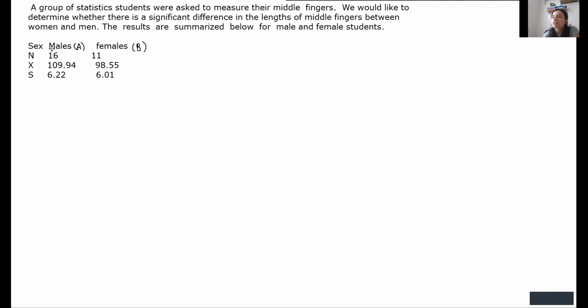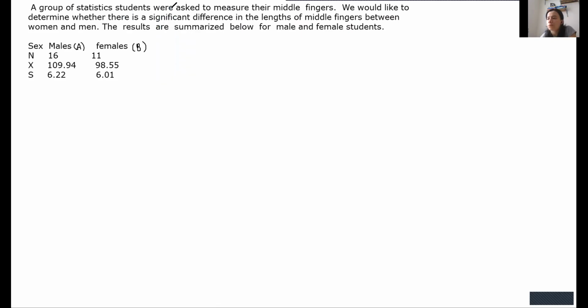So I'm going to call the sample for males sample A and the sample for females sample B. Essentially what that means is that N over here, that's the sample size for male. So this is NA, this is NB. This is X bar A, this is X bar B, and this is SA, and this is SB.